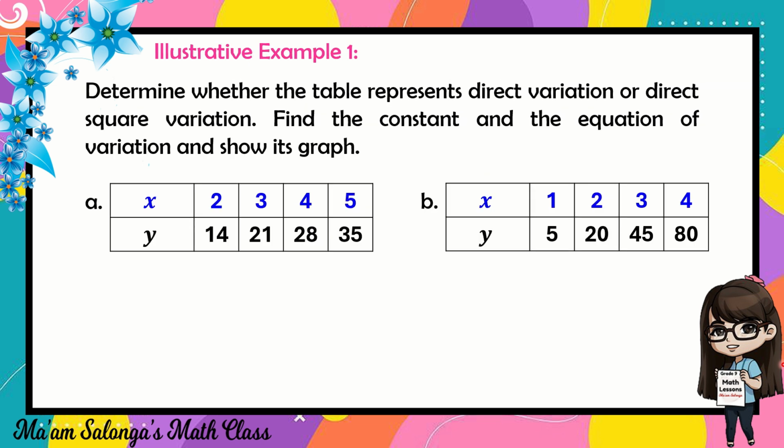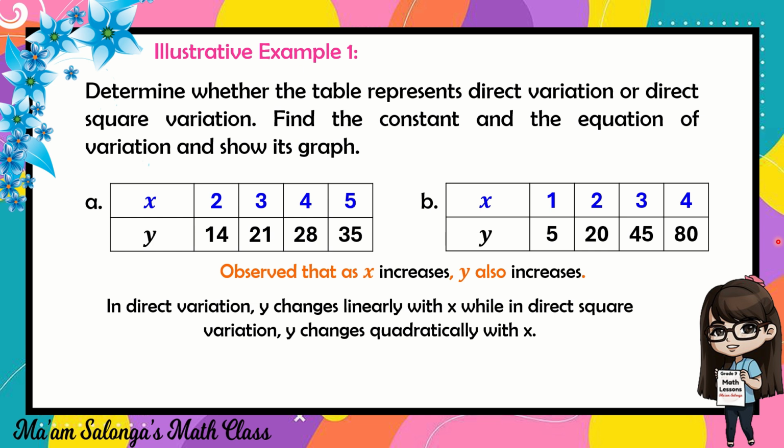Now, let's have illustrative example number 1. Let's determine whether the table represents direct variation or direct square variation. So, inspect natin yung table. Ang x natin ay 2, 3, 4, 5, increasing. Ang y, 14, 21, 28, 35, increasing. Sa letter B, 1, 2, 3, 4, increasing ang x. Ang y, 5, 20, 45, 80, increasing. So, parehas sila na nag-i-increasing. Ibig sabihin, example sila ng direct variation.